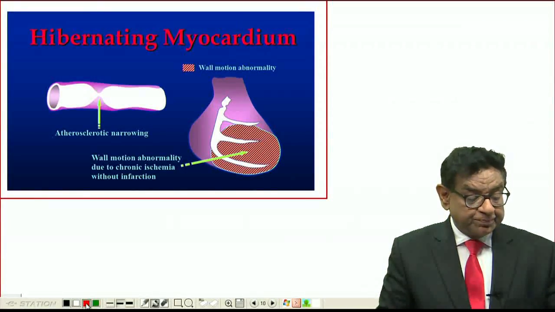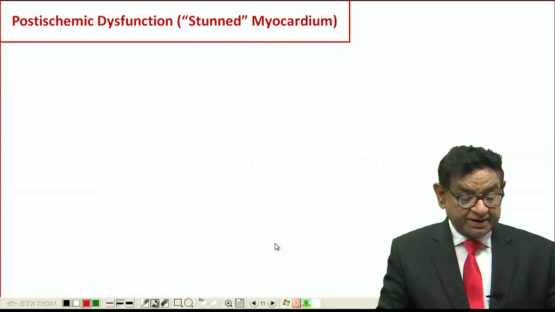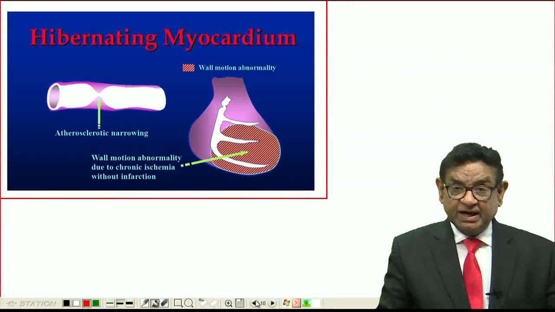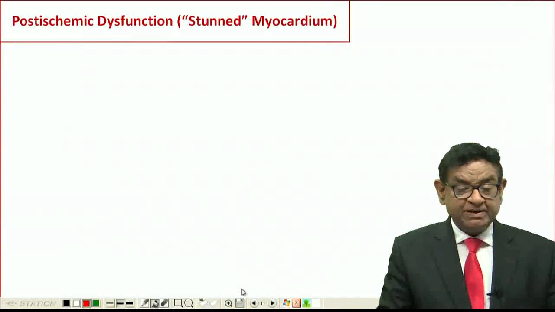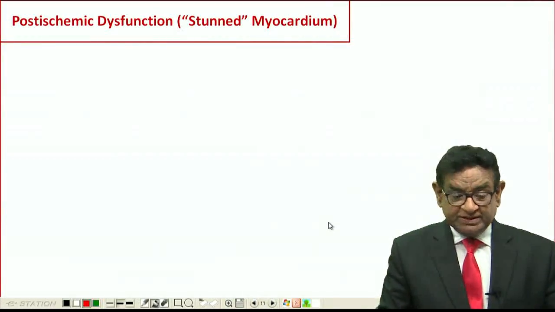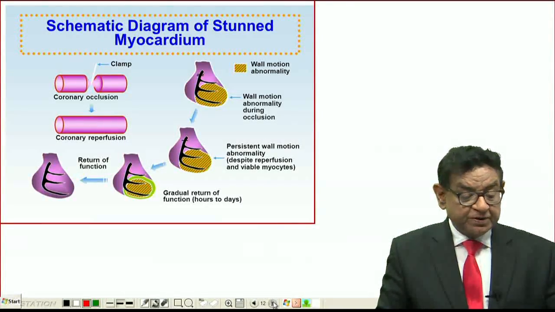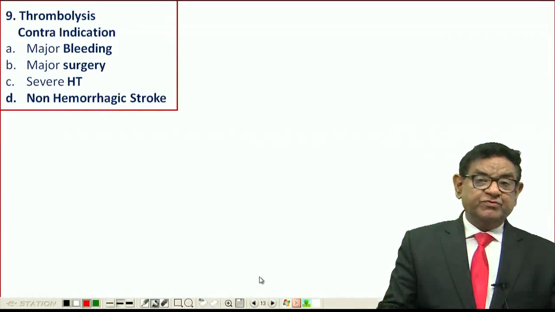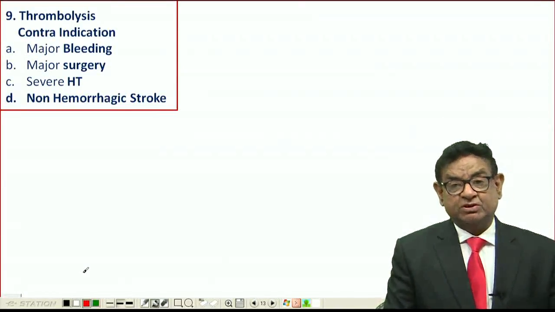And if you reperfuse the myocardium by opening the blockage, how we are going to open the block, I will discuss soon, and again I will come back to this slide of stunned myocardium. What is this? You will understand once you understand the concept of reperfusion. So how can we reperfuse the myocardium? The first way to reperfuse is thrombolysis.